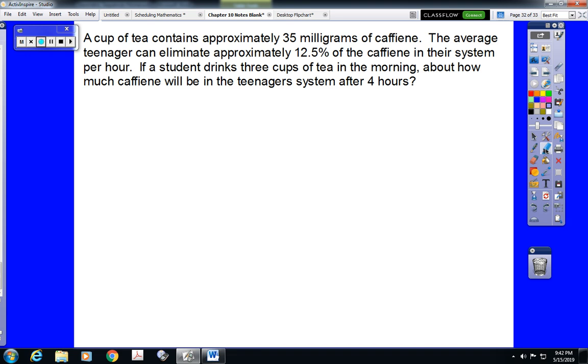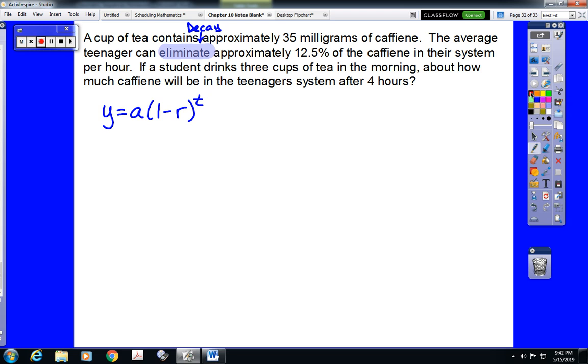system after 4 hours? So the key word here to tell us whether this is growth or decay is right there. That is the word eliminate. Eliminate tells us that this is a decay problem, because eliminate is in our decay list. So we would be using the equation y equals a times 1 minus r to the t, meaning that we need values for all 3 of those.